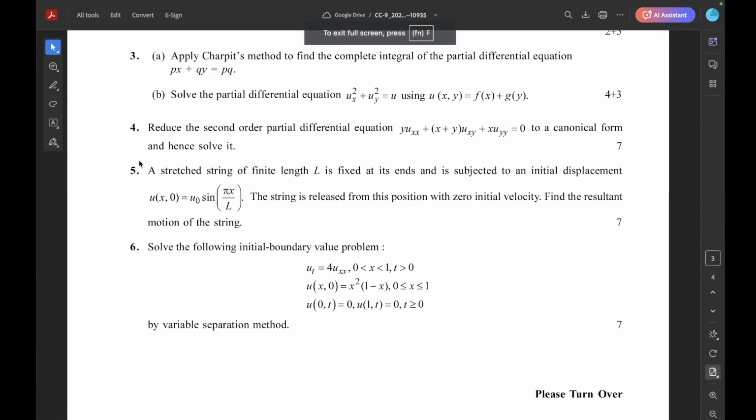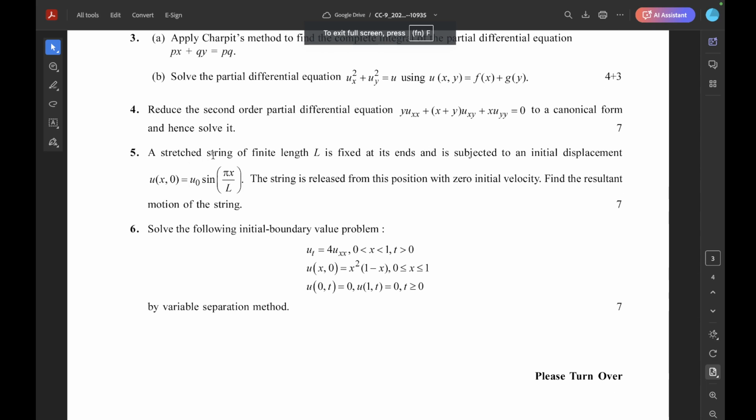Next question, question 5. A stretched string of finite length L is fixed at its ends and is subjected to an initial displacement u(x,0) equal to u0 sin(πx/L). The string is released from this position with zero initial velocity. Find the resultant motion of the string.